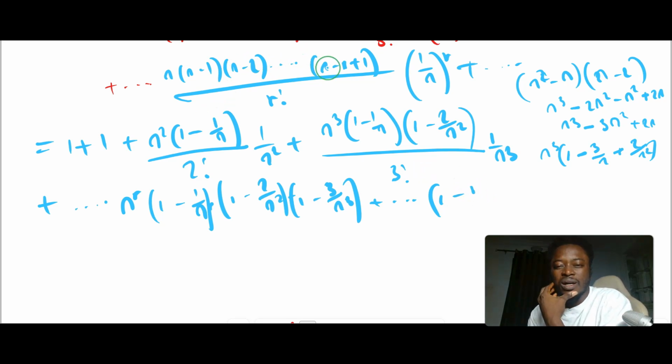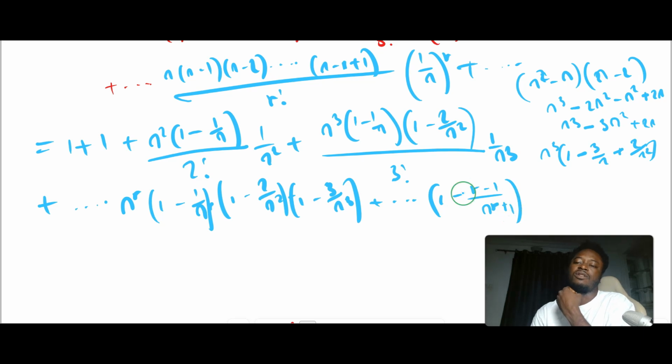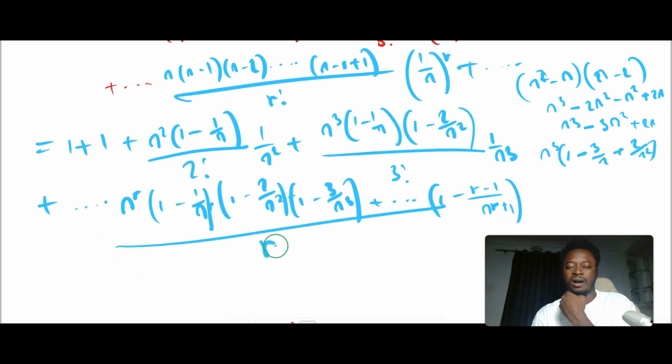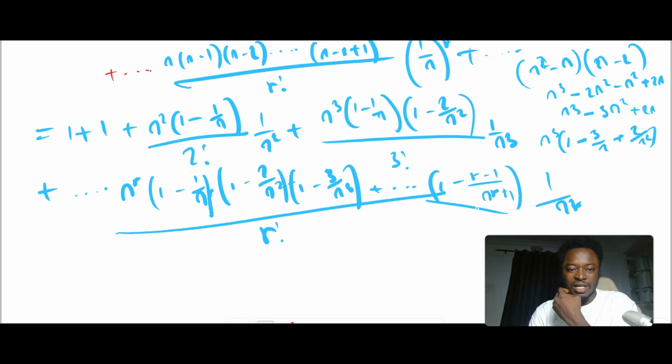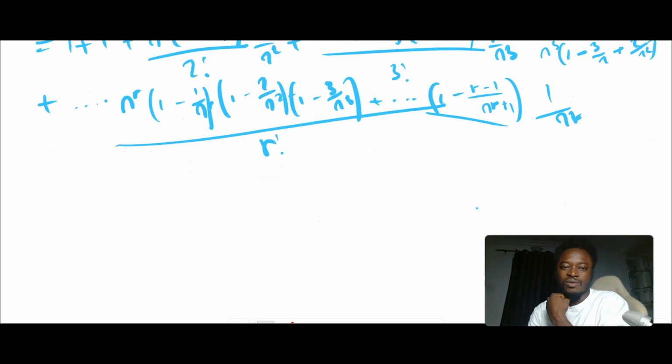How do we take care of the r? It should be 1 minus r minus 1 over n to the r. Yeah, this setup should work. So you divide it by r factorial, 1 over n to the r. Again, it doesn't matter how we write it at the top there, everything is going to still cancel out at the end. Then we'll divide.